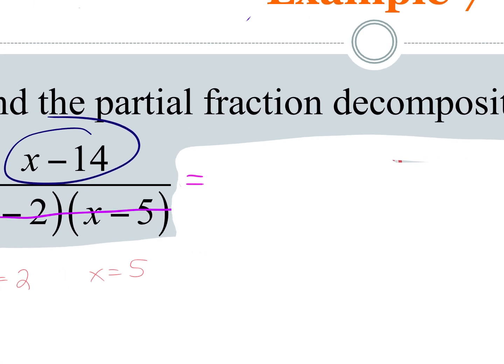Now I have to make an equation here. I'm going to take my whole fraction, decompose it, break it down. So what are the 2 denominators that I'm going to break it down into? What are my 2 denominators? x minus 2 and x minus 5. Some of you might write x minus 5 first and x minus 2 second. That's fine, doesn't matter. Each fraction gets a letter, so start with A. This is going to be A, this is going to be B.